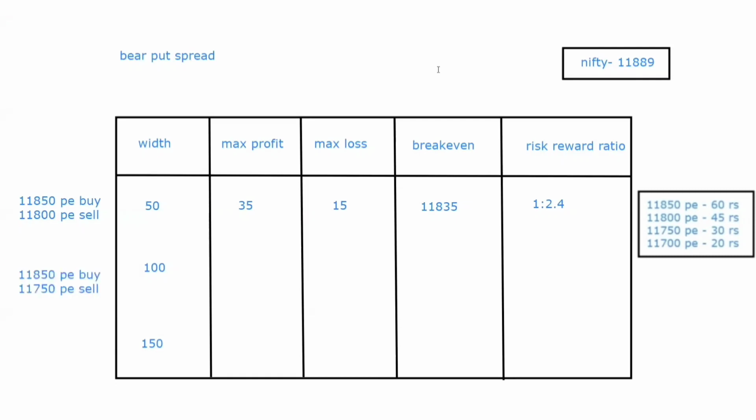Now we will do a 100 point width. 100 point width कैसे होगा? 11,850 PE buy will be the same, but we will sell lower. That is, we will sell 11,750, right? So now 11,850 put is 60 rupees, simple, and 11,750 put is 30. So here we are giving 60 rupees and we are getting 30, right? 60 दे रहे हैं, 30 ले रहे हैं. 60 is the debit, 30 is the credit. Hence the net debit is 30 and hence the maximum loss over here is 30. Simple. 30 का हो गया यहाँ पर, right?